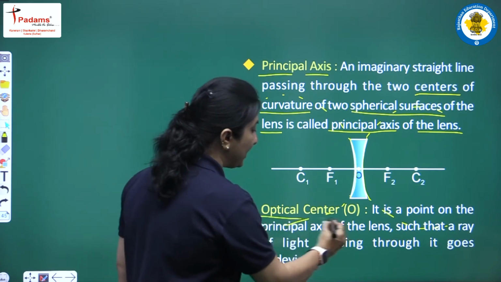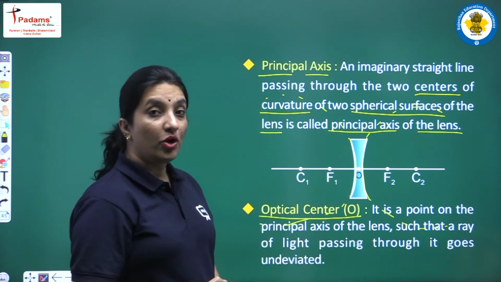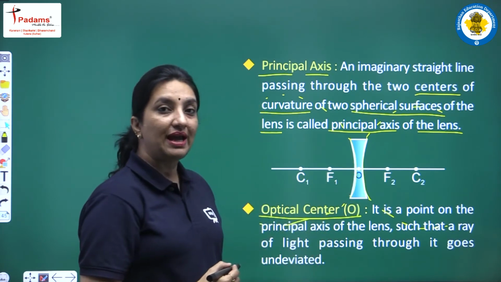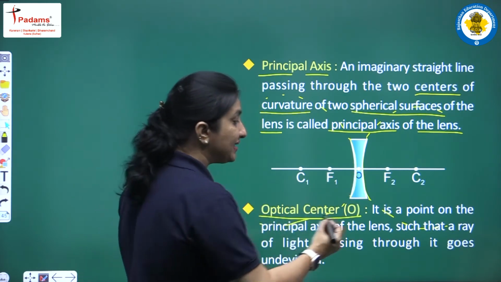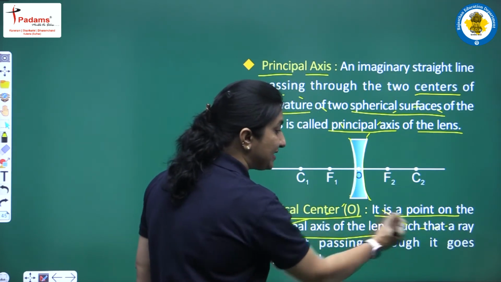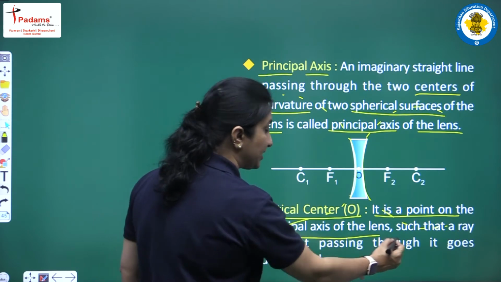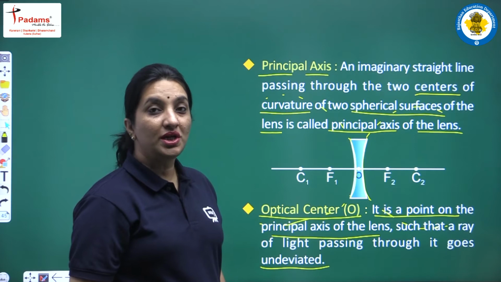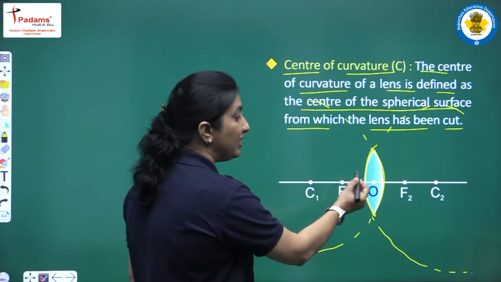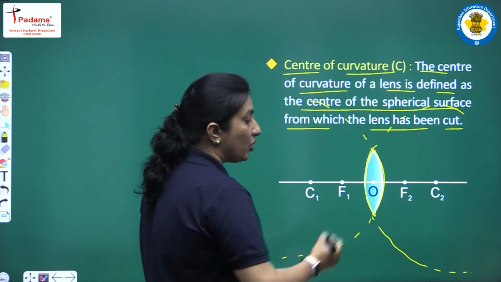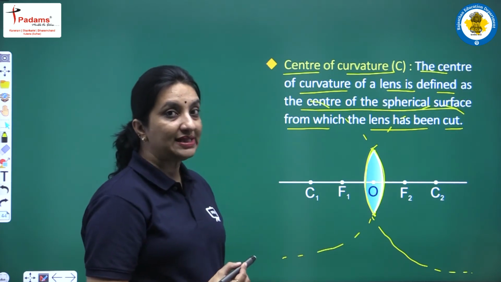Now the optical center O. Here we have the optical center shown by capital O. What is it? It is a point on the principal axis of the lens such that a ray of light passing through it goes undeviated. Now students, in the case of the convex lens, we have this point O which is known as the optical center.